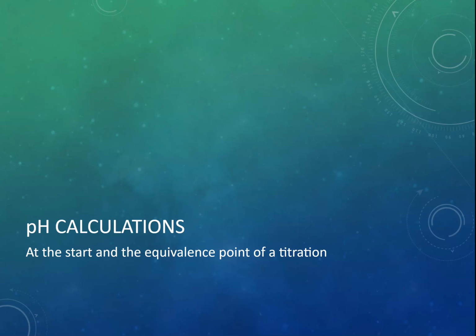Here I'm going to be explaining how you calculate the pH at the start and at the equivalence point of a titration. These are two of the titration calculations that you need to be able to undertake. I've picked these two to start with because they are the most obvious and they use the information that you've already learned about calculating the pH of a weak acid or a weak base.